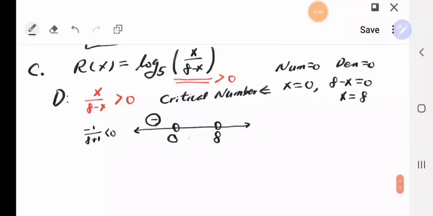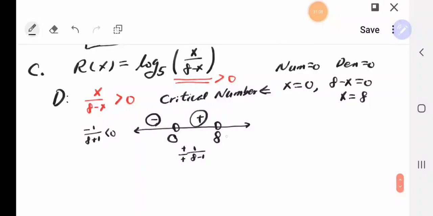If x is between 0 and 8, let's try 1. X equals 1. Numerator is 1. Denominator is 1. Then plug in 1. Then 8 minus 1 is positive. So positive over, the denominator is positive. So positive over positive is positive.